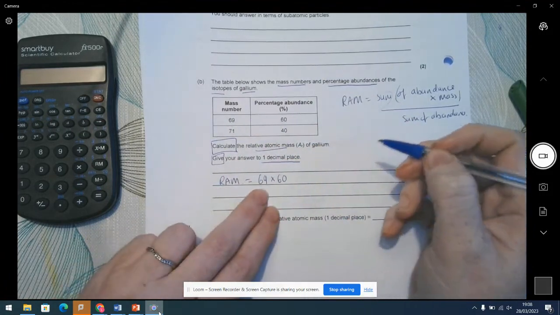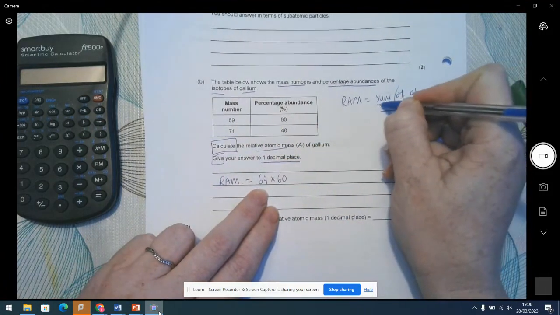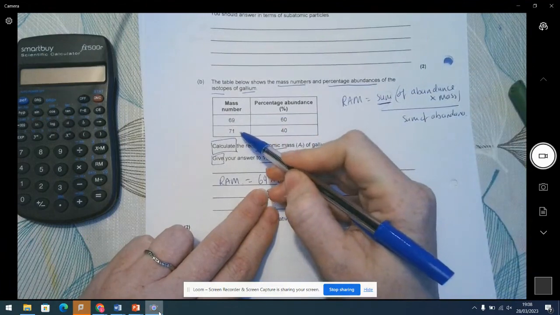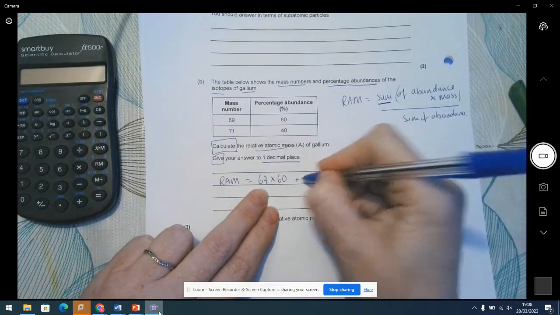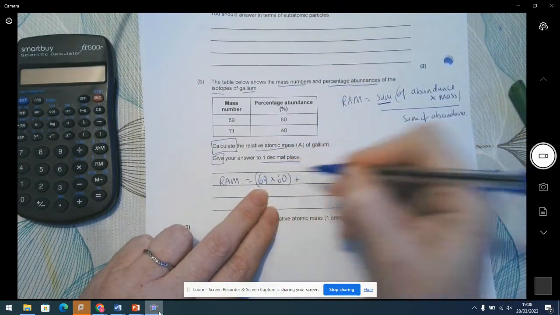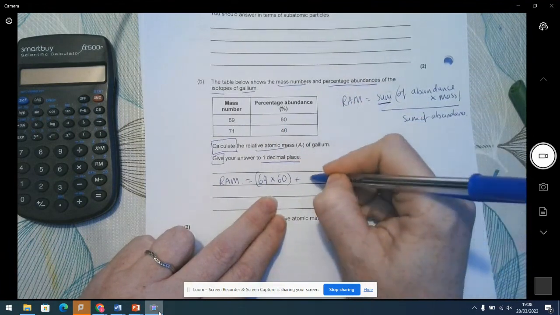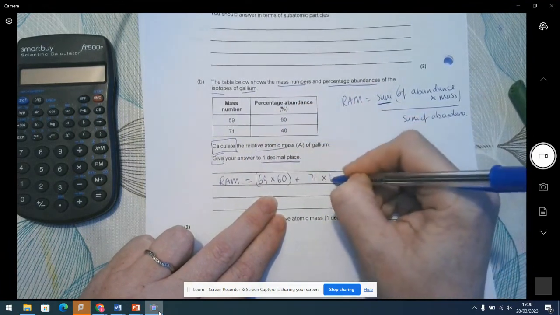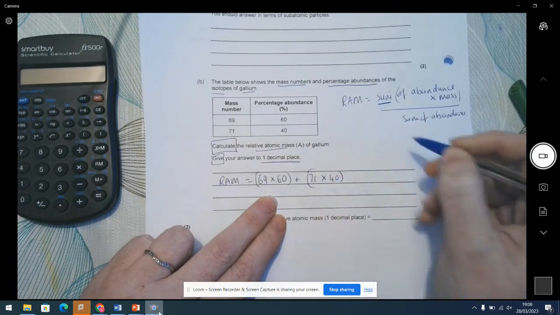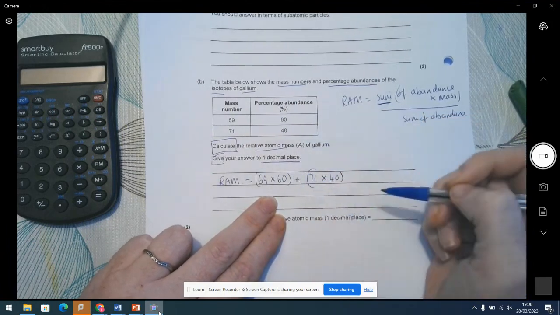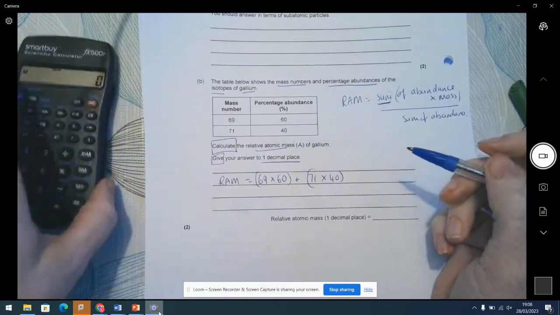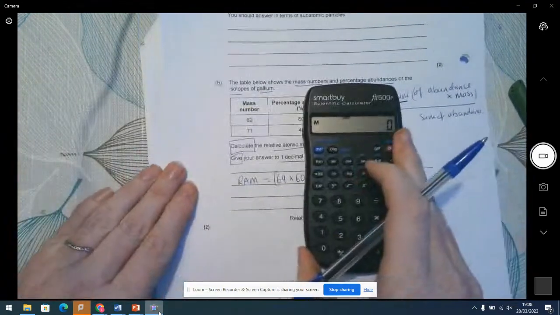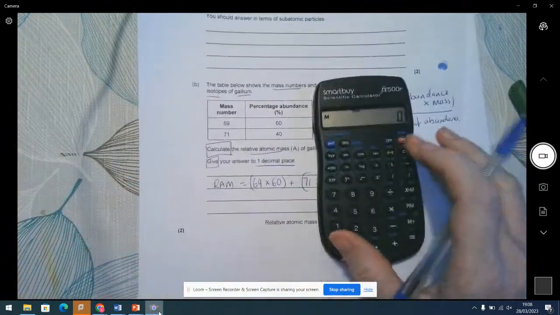But as it quite clearly says in the calculation, it's the sum. So I've then got to take my second element, and I'm going to do the same. So I'm going to have the mass, which is 71, and I'm timesing it by the abundance. Now to get the sum of that, I'm going to add those 2 numbers together. So I've got my calculator here. So you can see I've got my 2 numbers.